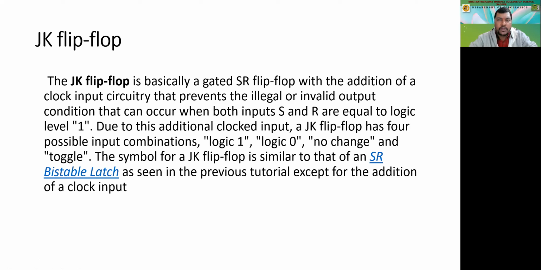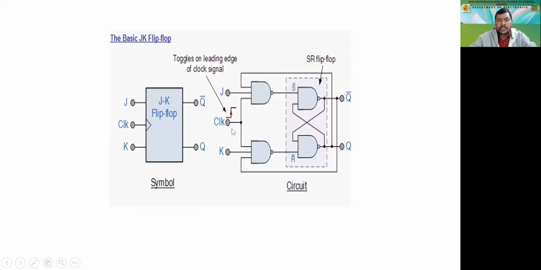Now, what is a JK flip-flop? JK means Jack and King flip-flop. It is actually the gated SR flip-flop with the addition of a clock input circuitry and also the feedback concept. Now we are again feeding back the output to the input. So this is the basic circuit diagram of a JK flip-flop.